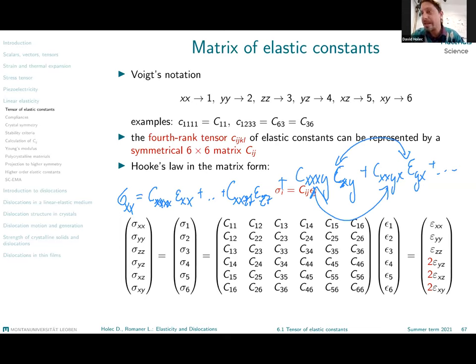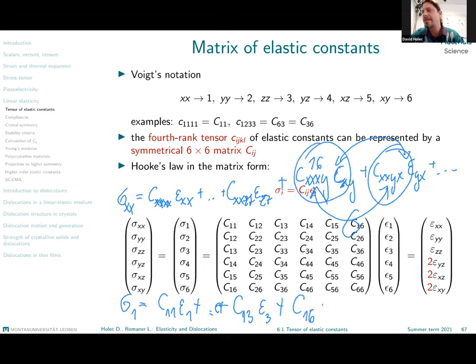So if I now want, and this represents actually the 6 1 1 6 component, so this one. So I get here that sigma 1 equals C 11 epsilon 1 plus C 13 epsilon 3 plus C 16 times, and now we want to have epsilon 6. But the epsilon 6, if we want to have it really in this notation, we now have to write that this equals 2 times epsilon xy, right, from here. So this is where the factor 2 comes from. It comes from the symmetry relations again. Please do not forget about it.